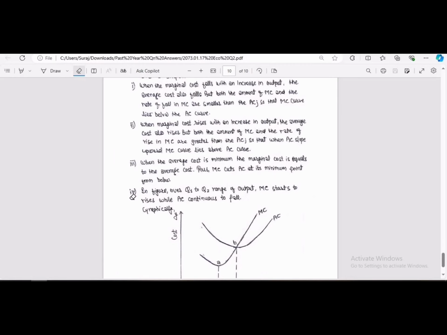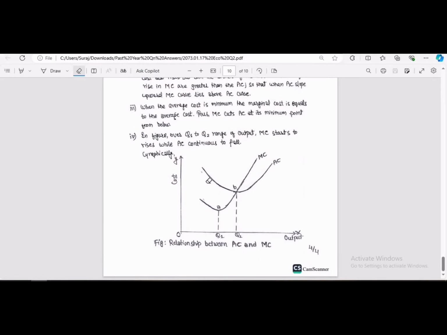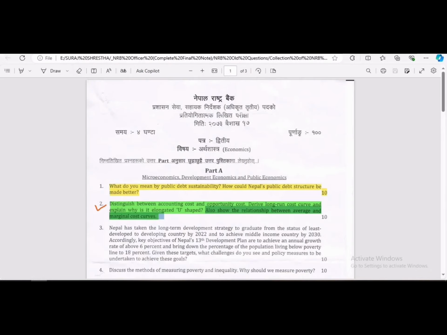Now, the last point, that is in the figure, over Q1 to Q2, the range of output, the MC starts to rise while AC continues to fall. Here we can see AC is falling from Q1 to Q2, but MC starts rising from this Q1 to Q2. So we have covered this question number 2.